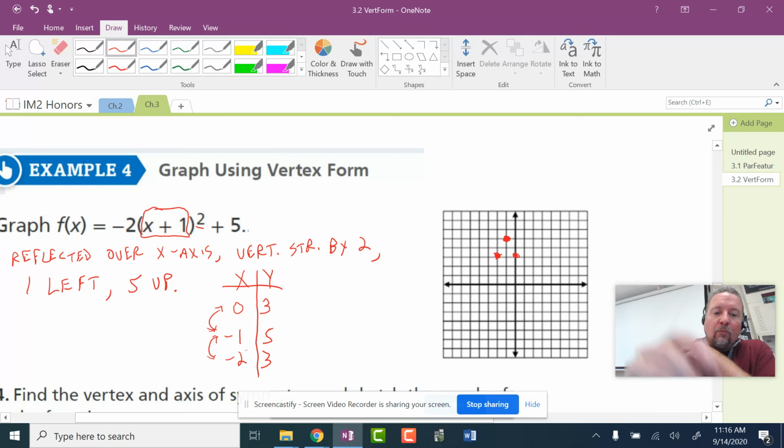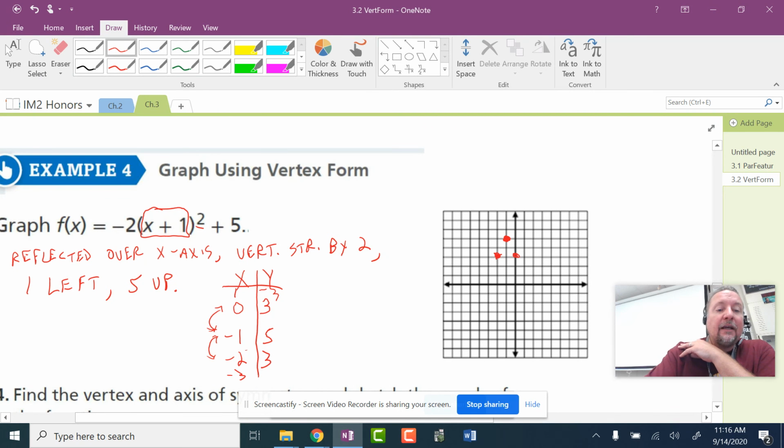And then we could do one more. It'd be 1 and -3. 1 plus 1 is 2. 2 squared is 4. 4 times -2 is -8. -8 plus 5 is -3. I don't know which one I plugged in there. I think I did 1.